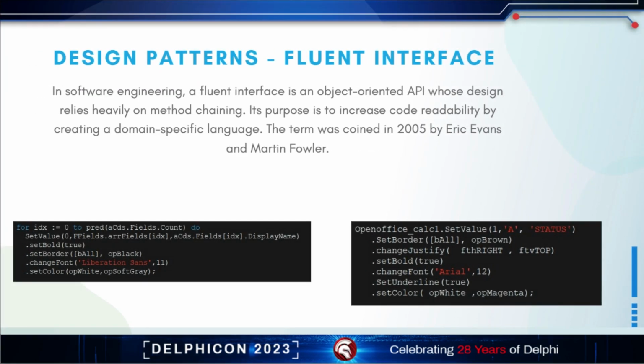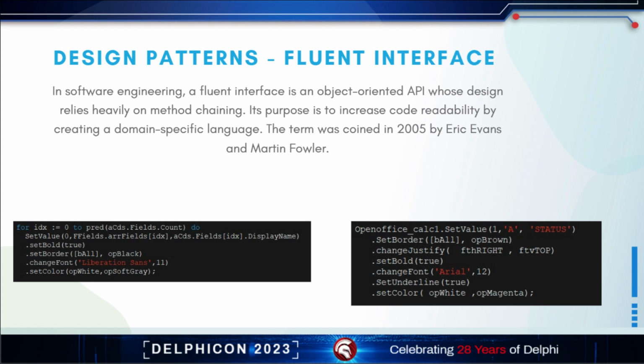Now I start the technical part of this presentation. The pattern I used is the fluent interface, but what is a fluent interface? In software engineering, a fluent interface is an object-oriented API whose design relies heavily on method chaining. Its purpose is to increase code readability by creating a domain-specific language. The term was coined in 2005 by Eric Evans and Martin Fowler. Eric Evans is also the creator of DDD, a topic addressed by Gustavo Mena.